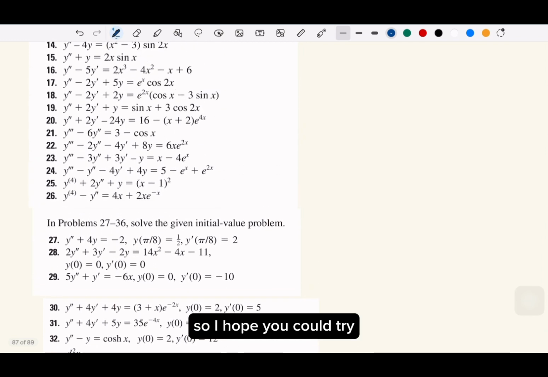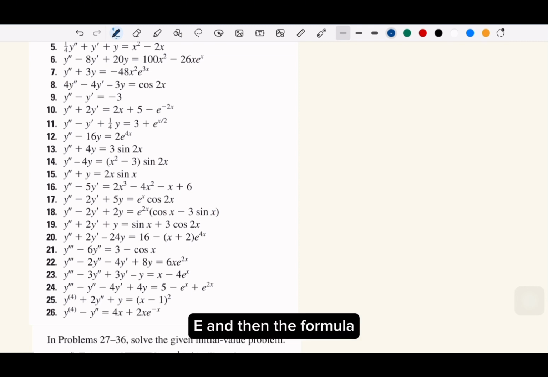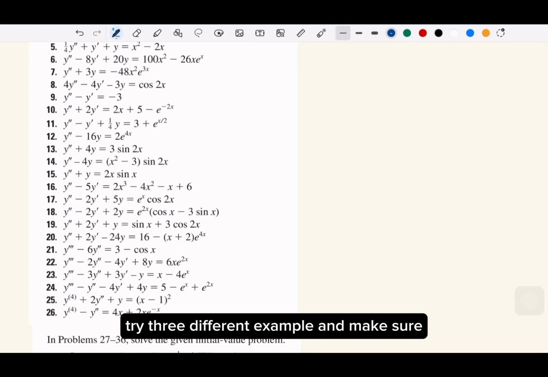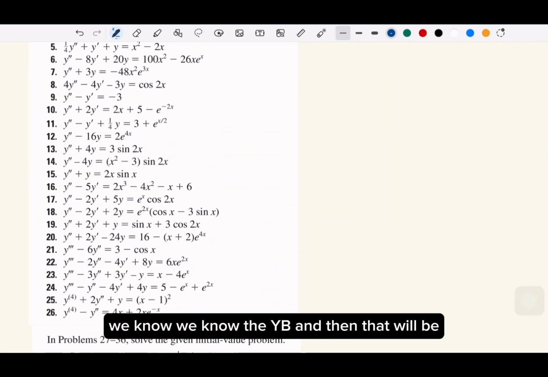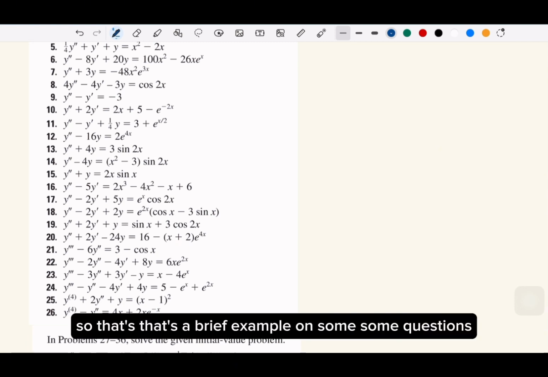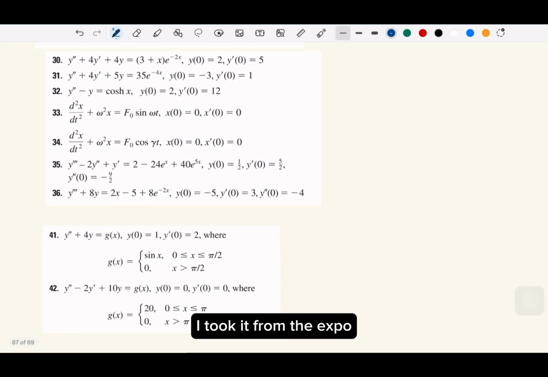So I hope you could try, especially for some combinations like this, e to the x cosine, or even x squared sine, or maybe e and then the polynomial. You can try this one later after class. At least try 3 different examples and make sure you can identify how to write the yp, because that's the key. We know the yp, and then we can find the solutions. So that's a brief example on some questions. I took it from the textbook.